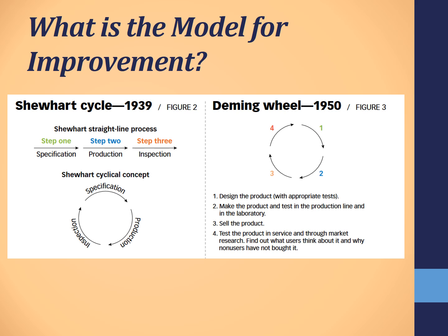The model for improvement can be traced back to the statistics expert Walter Shewhart in the 1920s. He introduced the concept of plan, do, and see. The Shewhart cycle, combined with management thinking and statistical analysis, led to this model. Then Edward Deming modified the Shewhart cycle as Plan, Do, Study, Act, and this is known as the PDSA cycle.